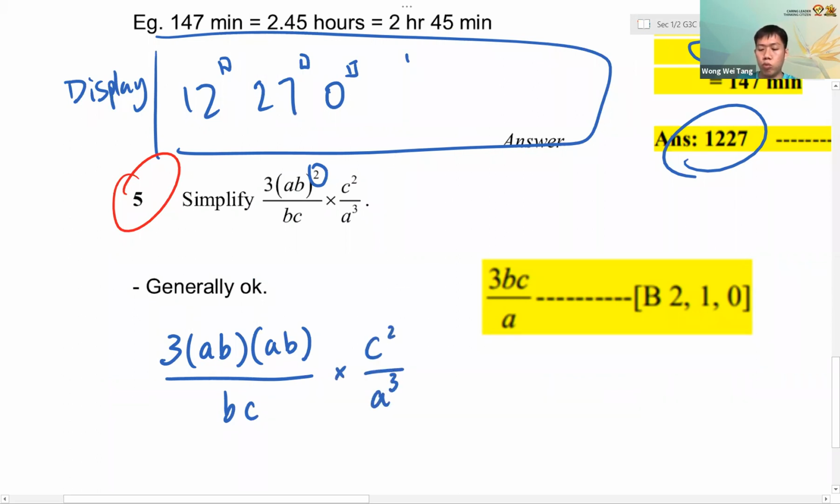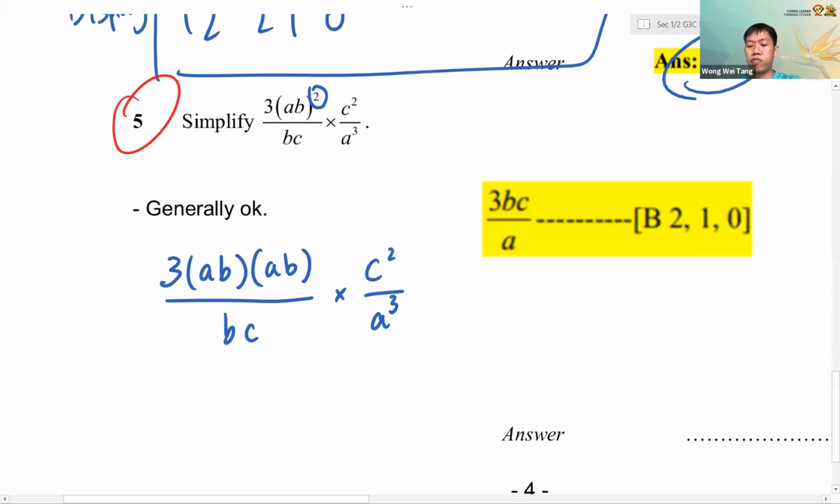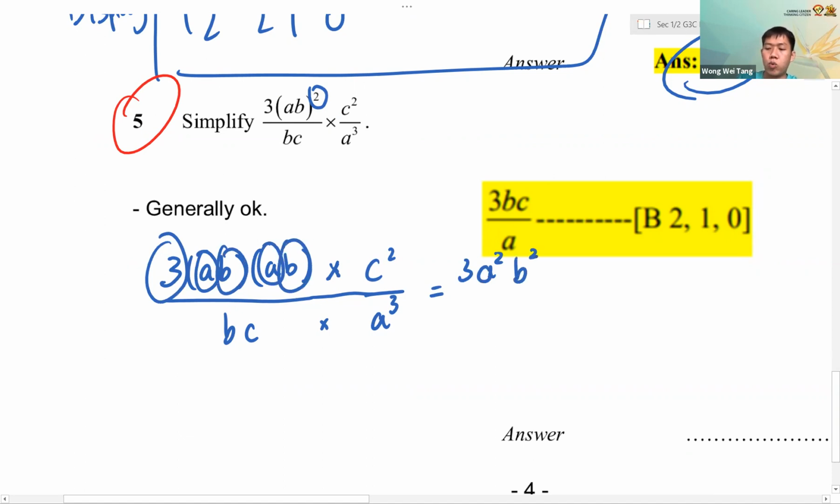the different rules. Okay, so since you have a fraction multiplied by a fraction, numerator times numerator, denominator times denominator. So let's put them all together. It's a multiplication sign, multiplication sign. So now we have a number 3, copy it down. A times A, so that gives me A squared. Then we have B times B, that is B squared.